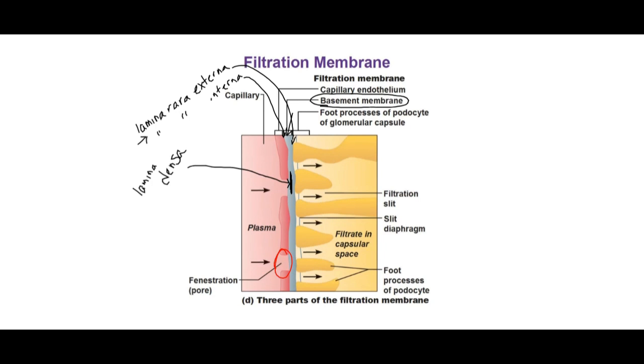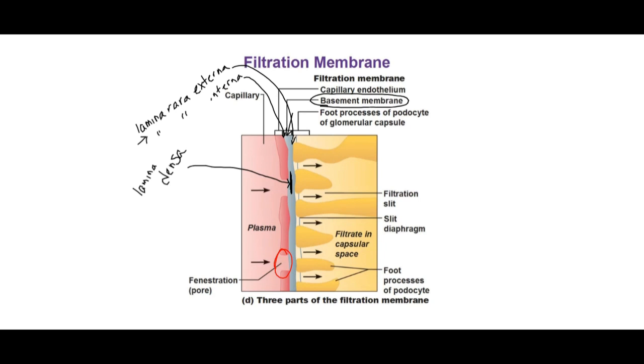Okay? This is what is going to allow for direct communication between what's in the plasma and what ends up becoming part of the filtrate. But in order to get through this slit diaphragm, there are a number of different proteins that those molecules are going to have to pass through.